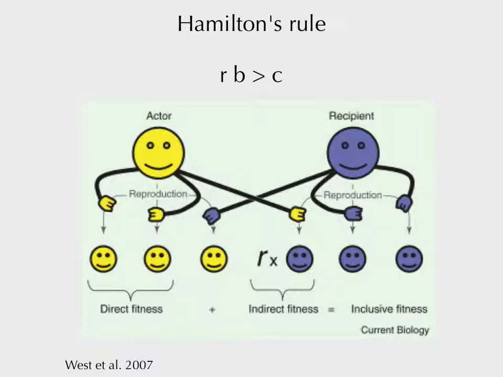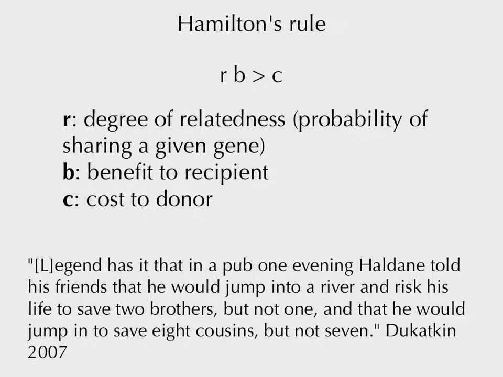Good. Other questions about this? Okay, so there's a cool legend about this. Haldane, while developing this theory, said he would jump in a river and risk his life to save 2 brothers, but not 1, and he would jump to save 8 cousins, but not 7. Right? Did he not like odd numbers?